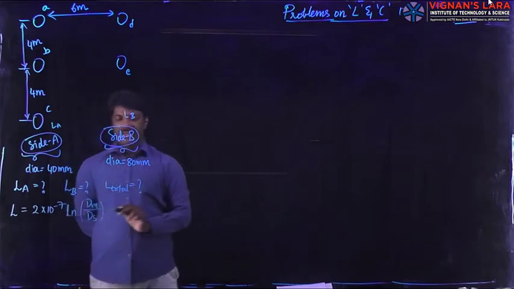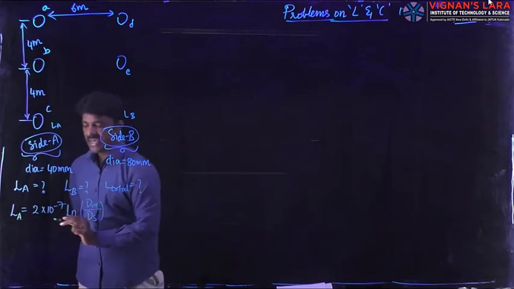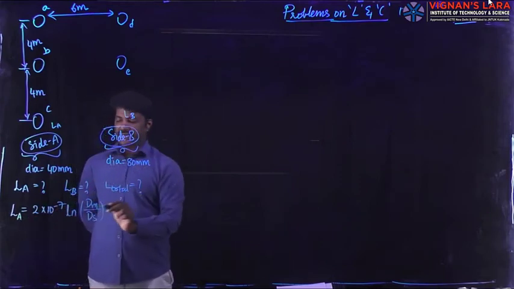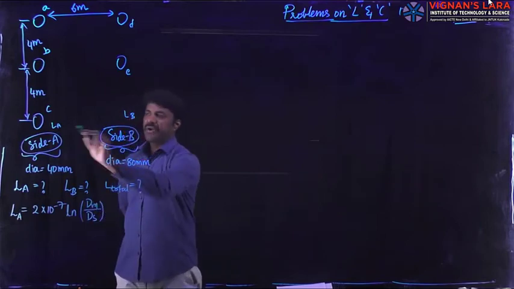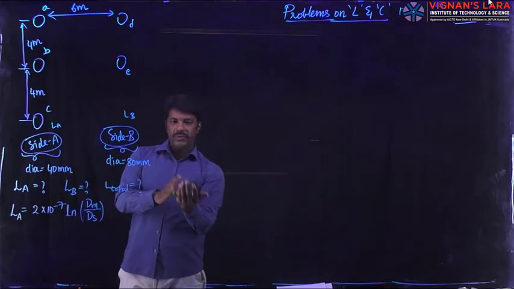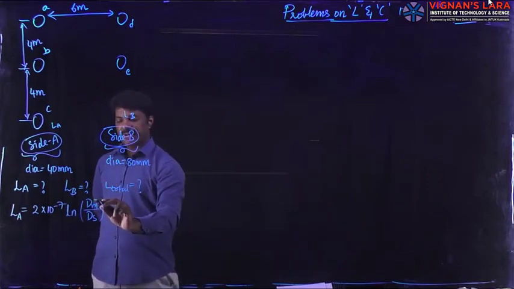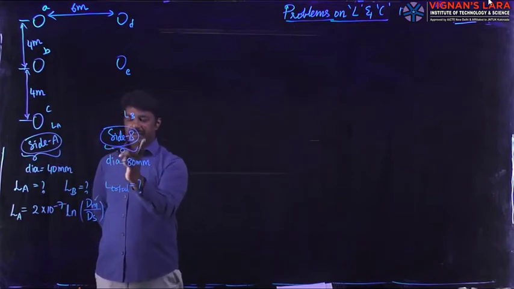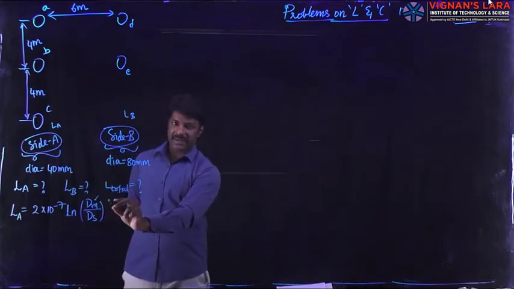Since I want to calculate LA, I'll put the suffix as A here. 2 into 10 power minus 7 is a constant value. And coming to the mutual distance from A to B, whatever the distance is with respect to B to A, the same distance will be there. That is why the mutual GMD will be the same from A to B and B to A. That is why a separate suffix is not placed here.